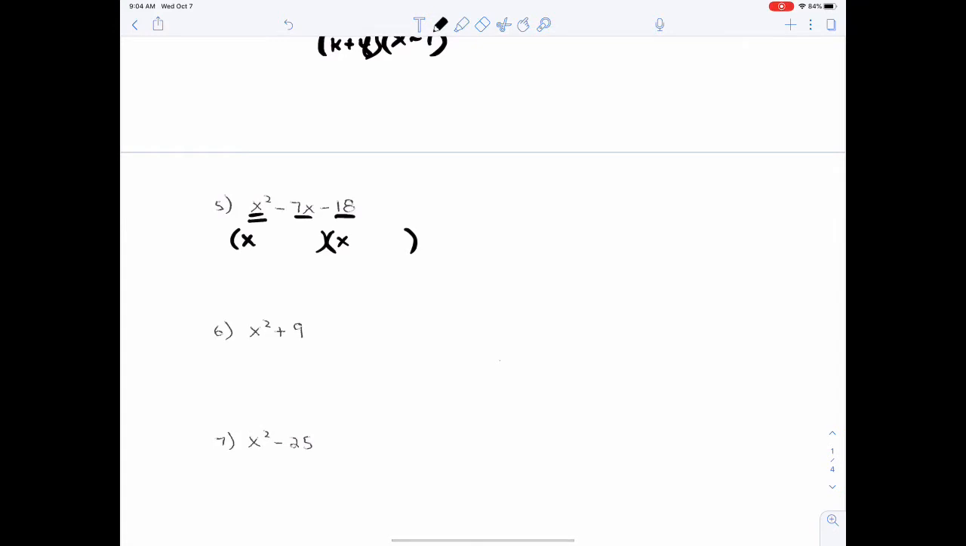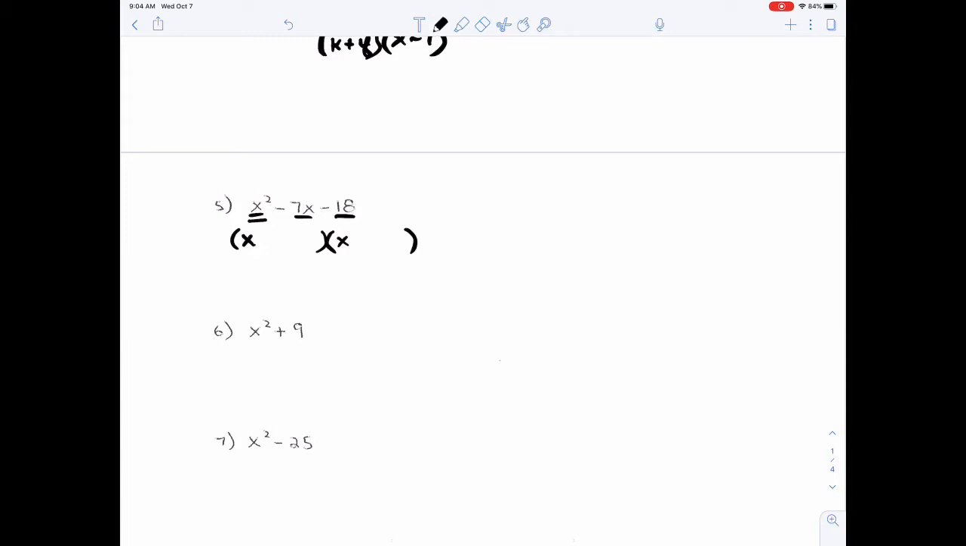Now, don't look at the negative 7x. It will mess you up. Maybe not in this problem, but eventually it will. Okay, so now let's look at the negative 18. That's the last term. What times what will give you negative 18?